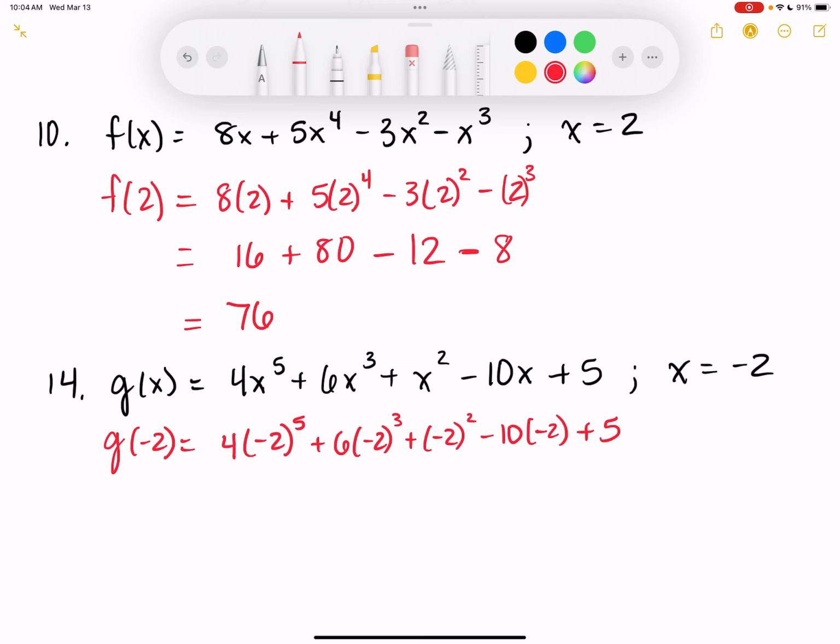So what is negative 2 to the fifth? Negative 32 times 4. Do this just so we have it. What'd you say? 120? Negative 128. Then negative 2 cubed.